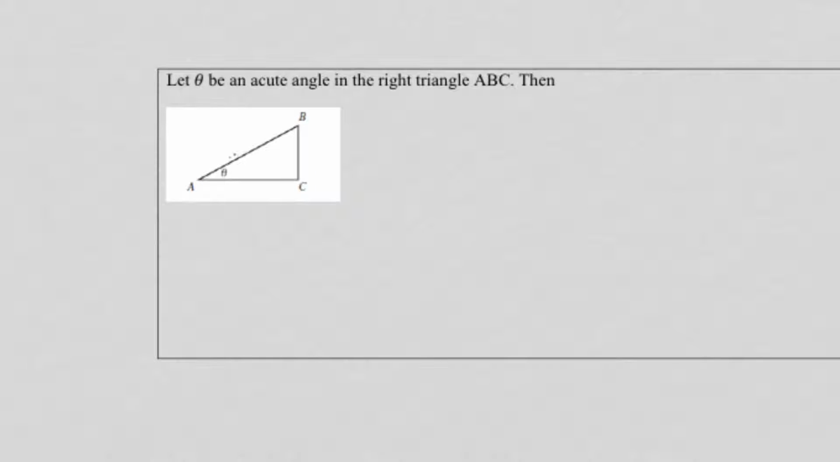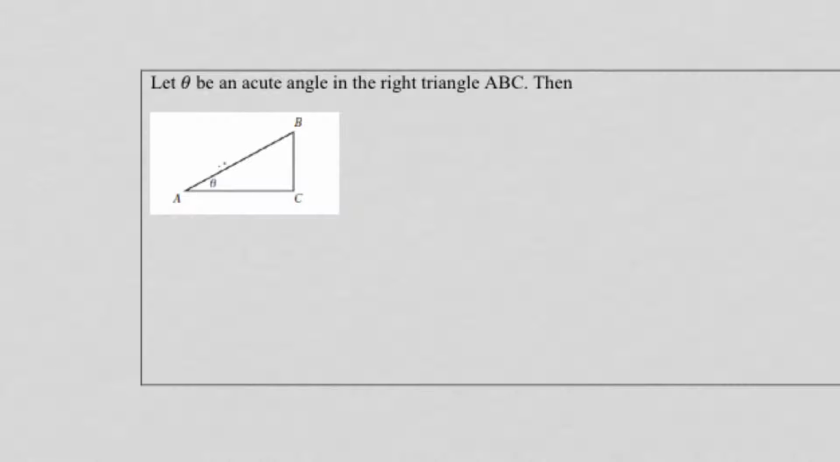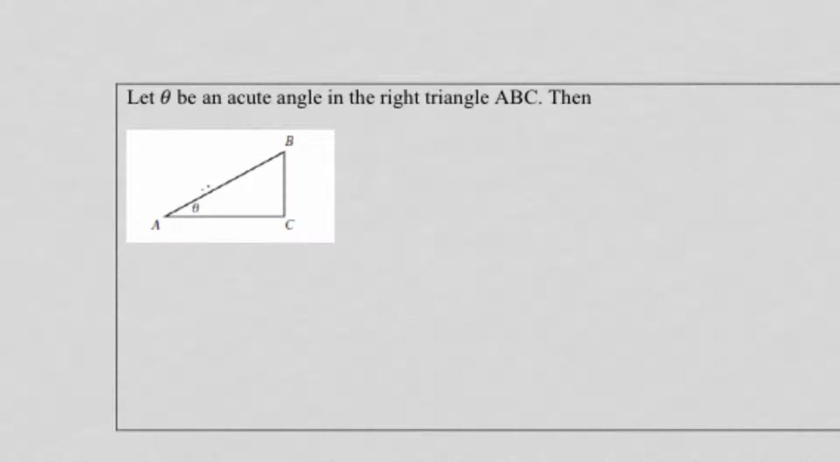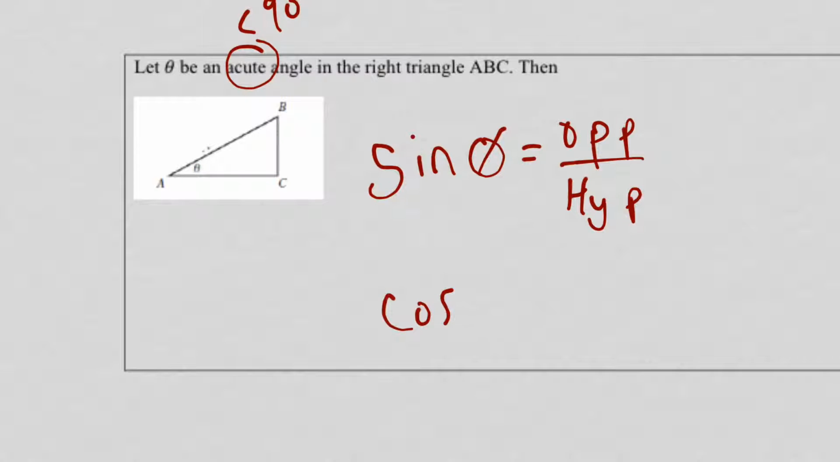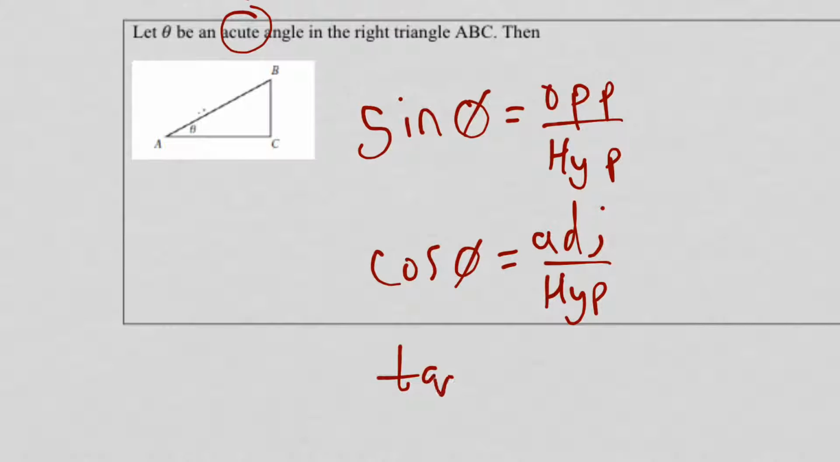So let theta be an acute angle in a right triangle ABC. Then you can identify three trig ratios. But just real quickly, if you remember, acute literally means less than 90 degrees. So these are your three ratios. You have sine of theta, which is equal to opposite over the hypotenuse. You have cosine of theta, which is equal to the adjacent over the hypotenuse. And you have tangent of theta, which is equal to the opposite over the adjacent.